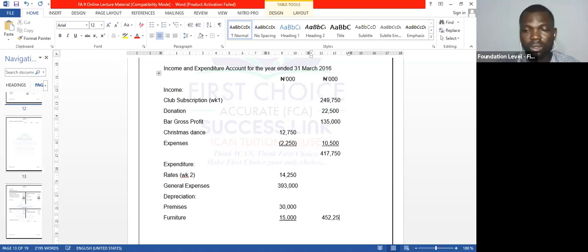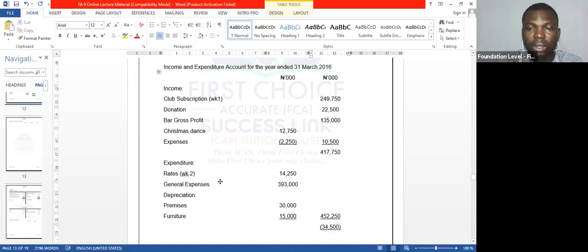From our income, that's 34,500. Now 34,500 will be in brackets because our expenditure is more than our income. So it will be in brackets, and that bracket shows that what we have there is a deficit.